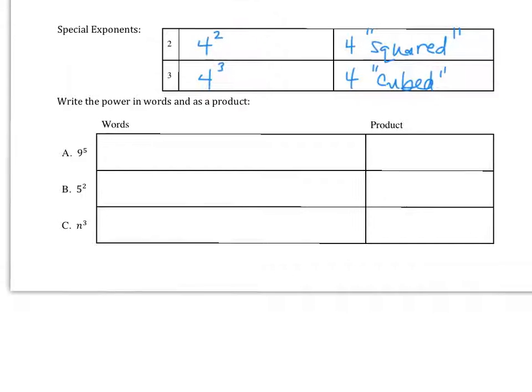So when the power, write the power in words, and then we're going to write it again as a product. When they write it in words, and this is to get us used to written expressions, what I want you to write is 9 to the 5th power. And then as a product, I want you to write 9 times 9 times 9 times 9 times 9.